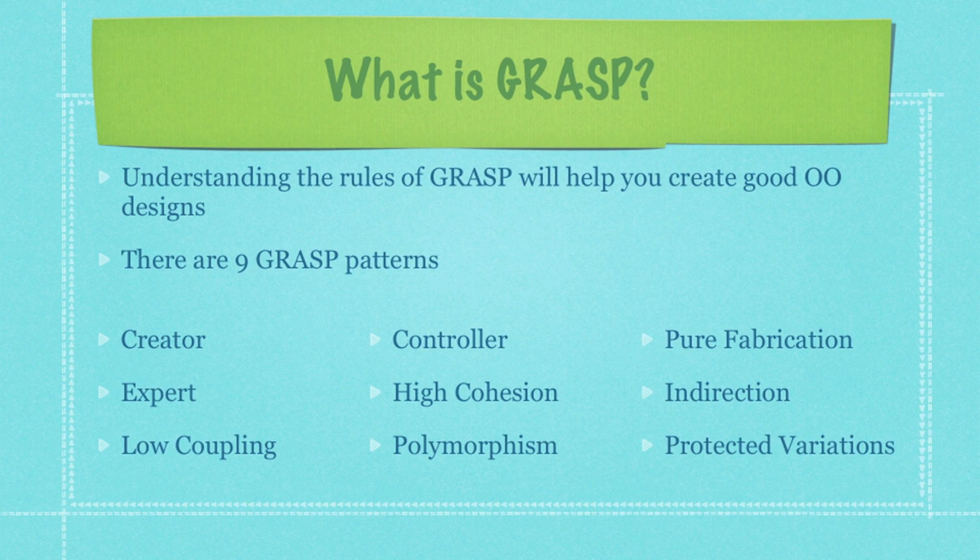Now, what exactly is GRASP going to do? It's going to help you create good object-oriented designs, and there are 9 GRASP patterns or rules. Just think of these as simple rules. There's the creator, the expert, low coupling, controller, high cohesion, polymorphism, pure fabrication, indirection, and protected variations. I'm going to cover the first 5 in this tutorial, and then to end the whole object-oriented design tutorial, I'm going to cover the last 4.